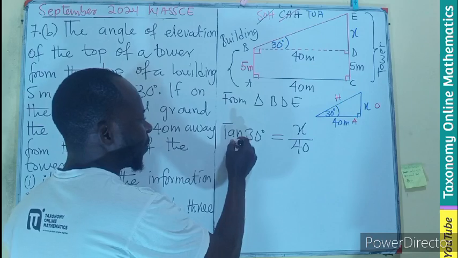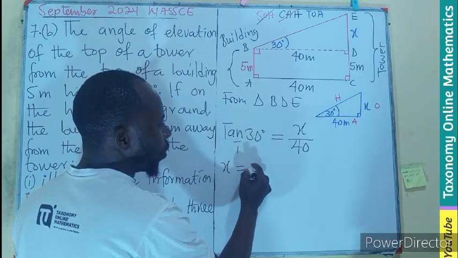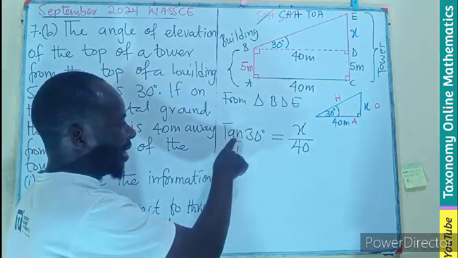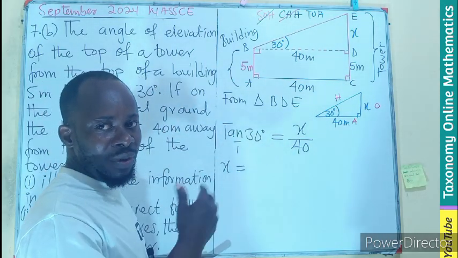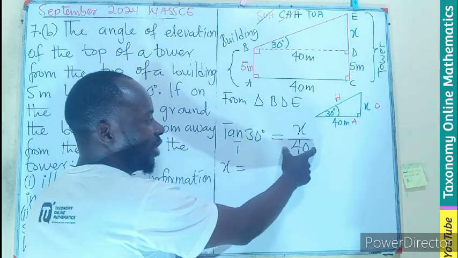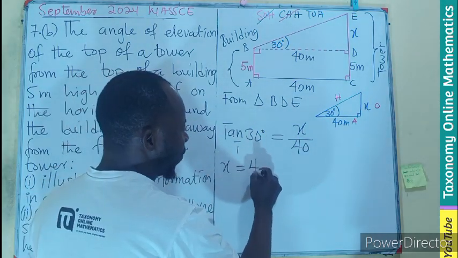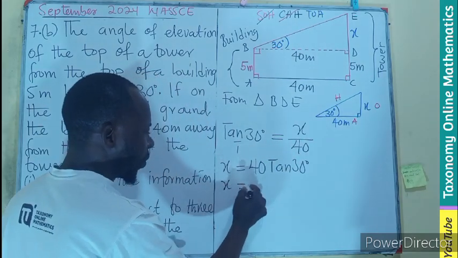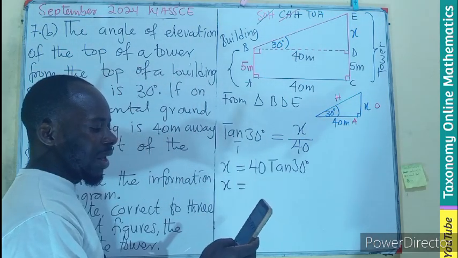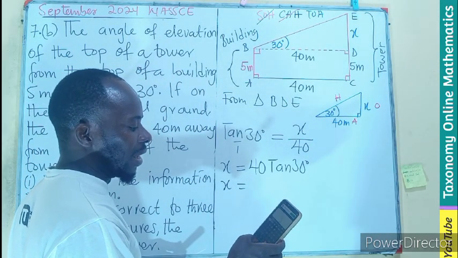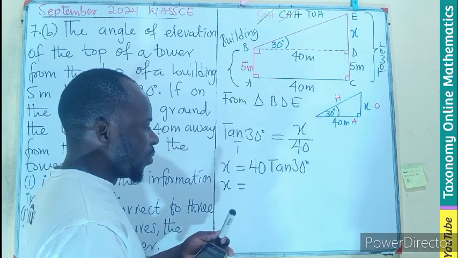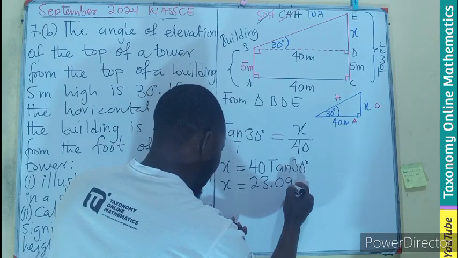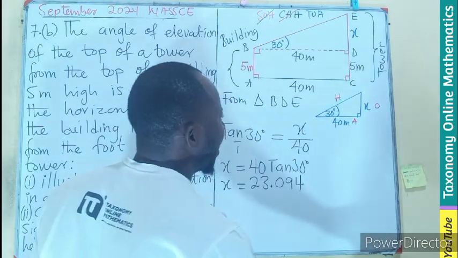So let's cross multiply. So X will be equal to this 40 multiplying here. Sometimes we make a mistake and write tan 30 times 40. That will have been a very big angle which we cannot find. So this is multiplying. So I'll be having 40 times the tan of what? 30 degrees. So what would that be on our calculator? 40 tan 30, that will be 23.094. Let me leave it on that side.